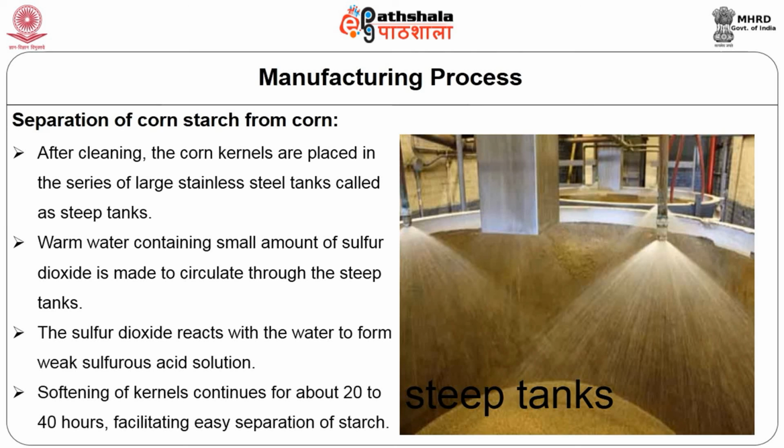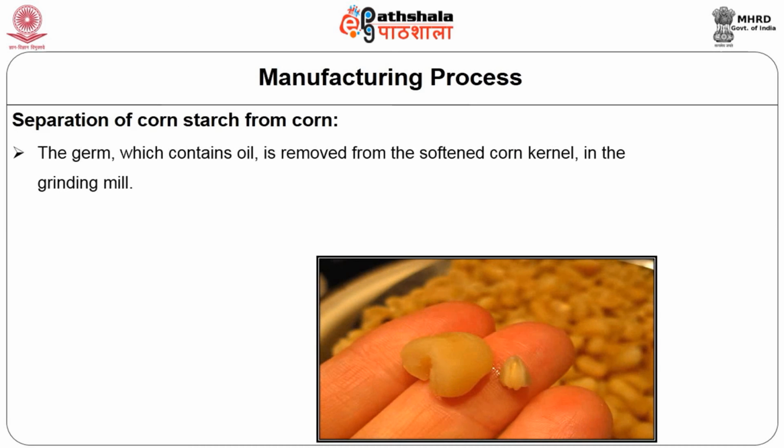Softening of the kernel continues for about 20 to 40 hours. This facilitates easy separation of starch from the corn. The germ, which consists of oil, is removed from the softened corn kernel in the grinding mill.